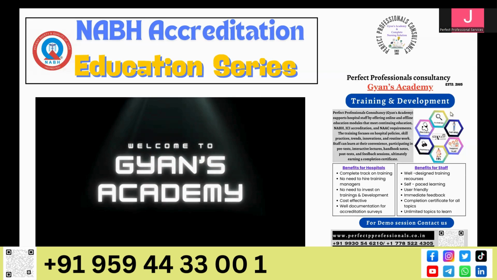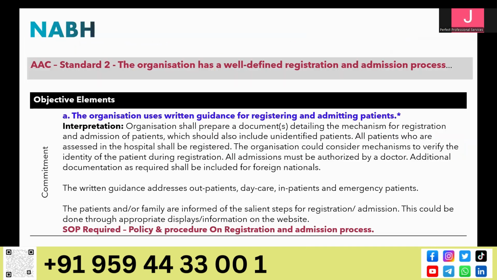So let's move to today's topic. AAC Standard 2: the organization has a well-defined registration and administration process. Objective element A: the organization uses a written guidance for registering and admitting the patients. Wherever there is an asterisk point, that means wherever there is a star in the standard, we require some SOP or policy or procedure on that objective element. So what is the interpretation of this objective element?